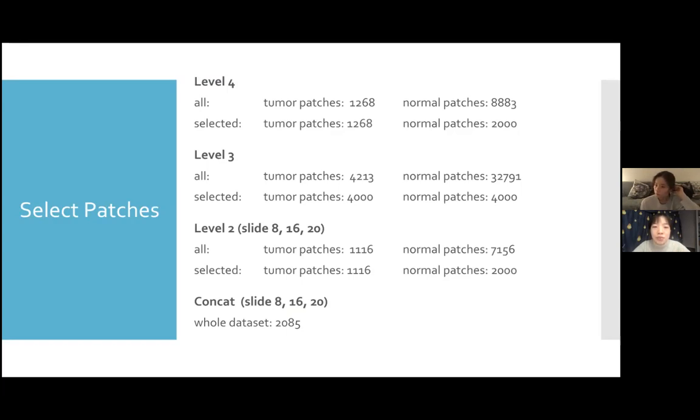In level 3, we shuffled the dataset and randomly selected 4,000 tumor patches and 4,000 normal patches. In level 2 and the concat model, because the dimensions for level 2 is very big, we only picked 3 slides with the most tumor cells and got patches from them. In the model for level 2, we randomly selected 2,000 normal patches. And for the concat model, we selected 2,085 pairs for level 4 patch and level 2 patch, which includes both normal patches and tumor patches.